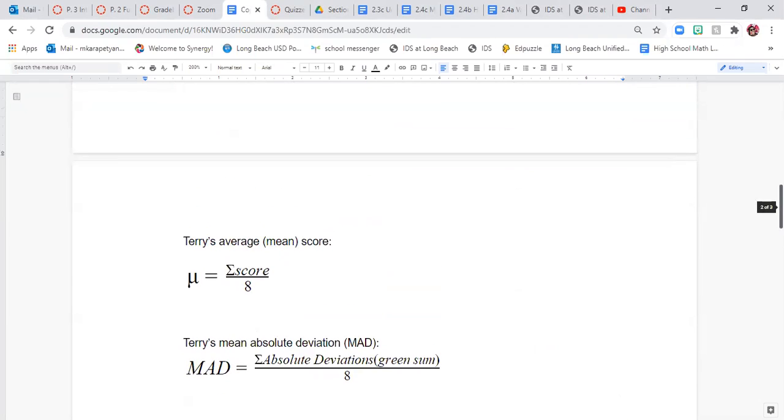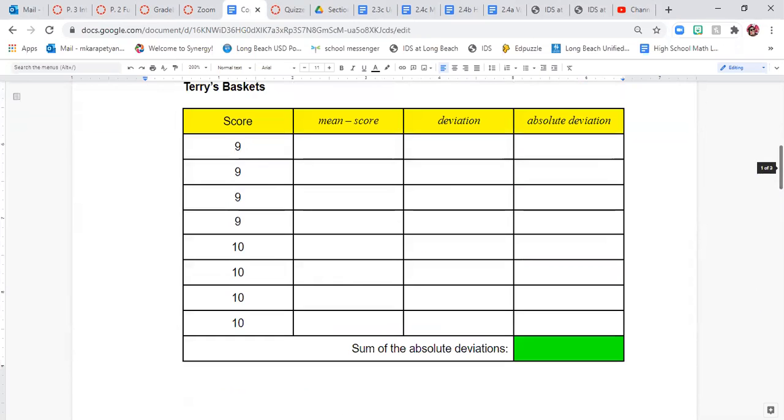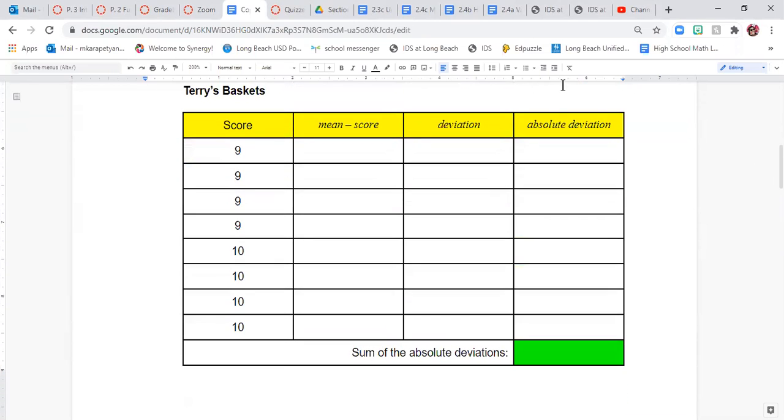How do we find the mean absolute deviation? Do you remember that we said deviation is the distance from the center, right? So if we take a look at that, this right here is our deviation. This is how we find the deviation. We take our mean, which in this case, for Terry's baskets, is 9.5.